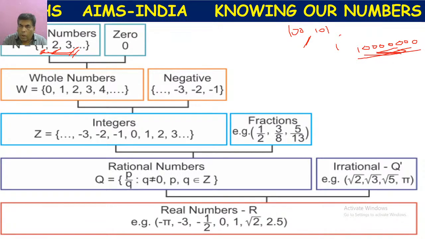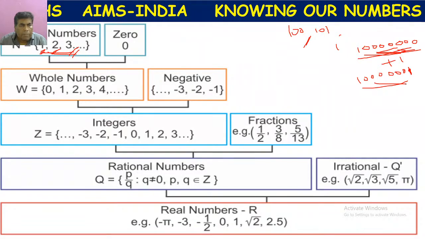So is 1 crore the biggest counting number? No, because if we add 1 to 1 crore, what happens? It will become 1 crore 1. So 1 crore is not the biggest number.